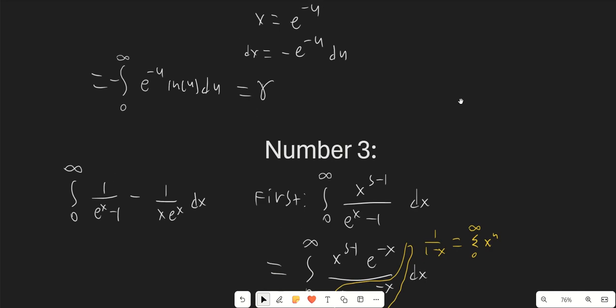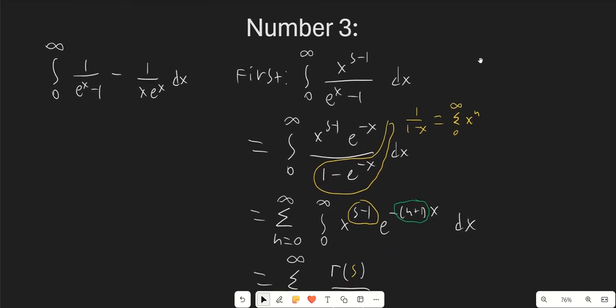Now, number 3, I think is really fun because we get to use the Mellin transform, which actually is true about several of these, because with the Mellin transform, it's really easy to end up getting Euler-Mascheroni constants out of it. So first, we're going to calculate this, which is called the Bose integral. It's really, really straightforward. The integral from 0 to infinity of x to the s minus 1 over e to the x minus 1.